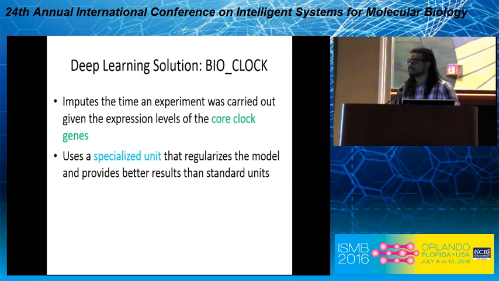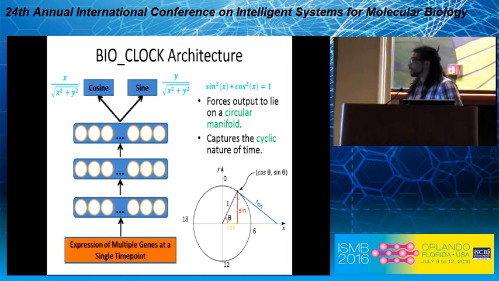So our deep learning solution is called Bioclock. It imputes the time measurements in an experiment were carried out, and it uses a specialized unit I'm going to be talking about that regularizes the model and gave us better results. So this is our deep learning architecture. The output actually mimics a cosine and sine on this 2D circular manifold. Now this 2D circular manifold mimics a 24-hour clock. The reason we use this is because we wanted to capture the cyclic nature of time.